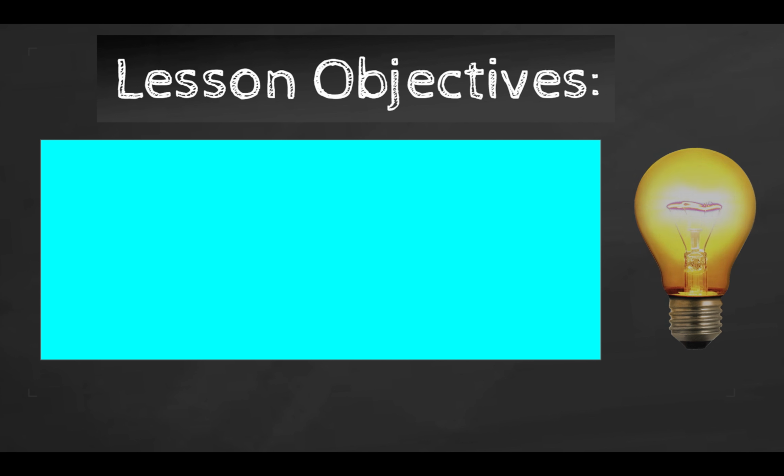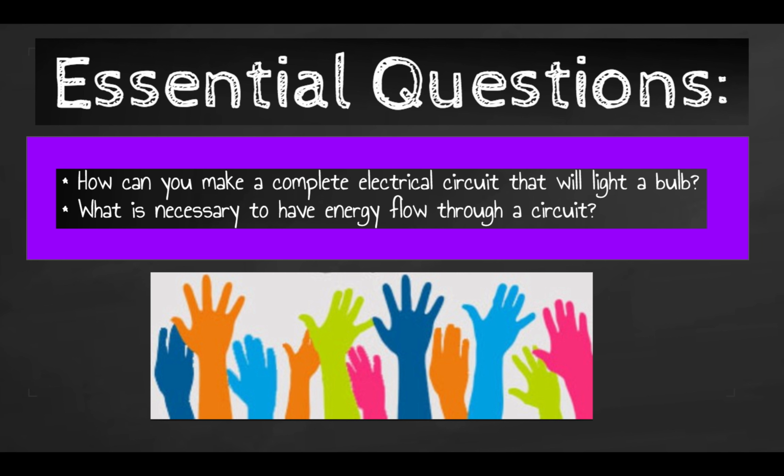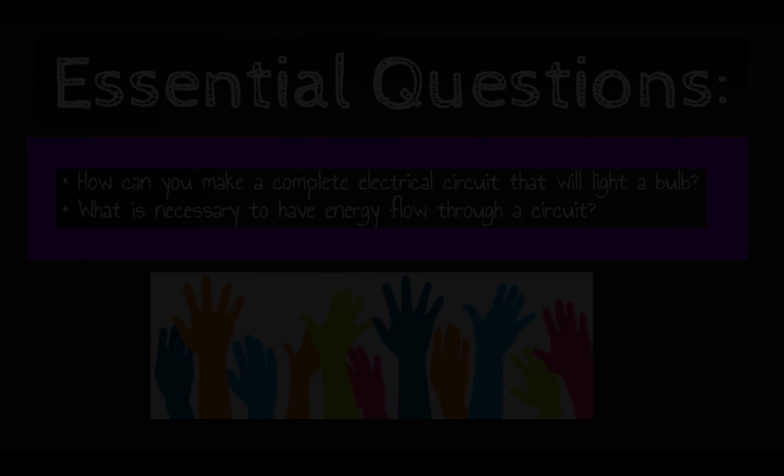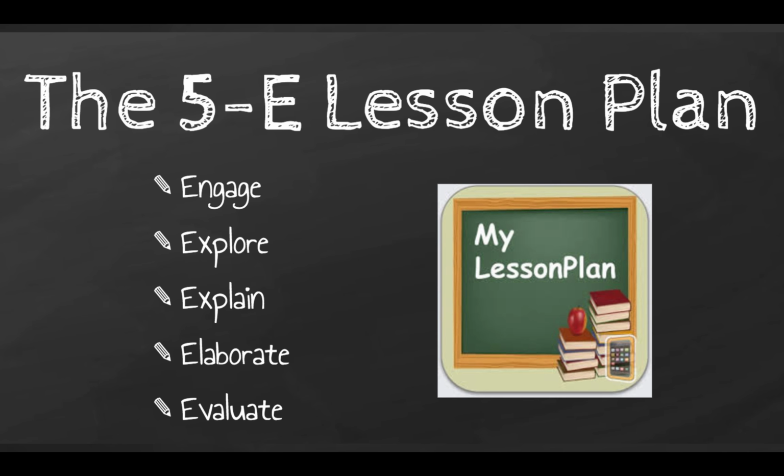The lesson objectives for this particular lesson include understanding if a circuit is complete or incomplete. They'll be able to use the different portions of a circuit, and they're going to have to understand that in order for a bulb to light, it has to be attached in a complete enclosed circle. The essential questions they'll need to answer are: how can you make a complete electrical circuit that will light a bulb? And what is necessary to have energy flow through a circuit? This lesson is intended for a 5th grade audience and takes about 60 minutes.